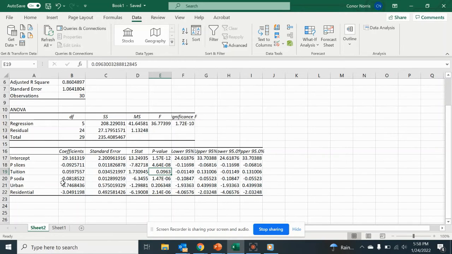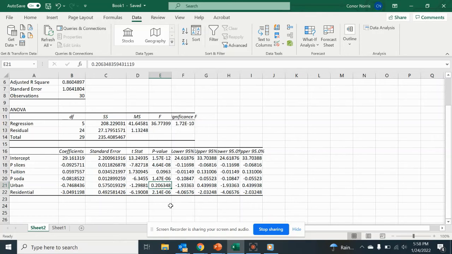Right here, the price of soda, the t-statistic is negative 6, which again is greater than 2 in absolute value. And the p-value is 1.47 times 10 to the negative 6th. So it's very, very small. This is also statistically significant. Urban, this variable, we have the coefficient of negative 0.74. The t-statistic is 1.2, and the p-value is 0.2.